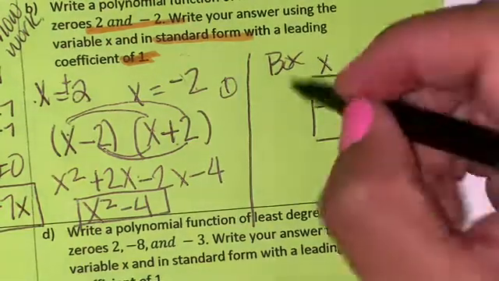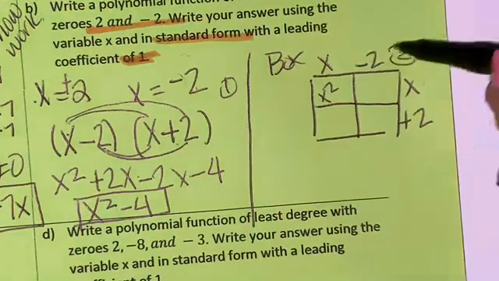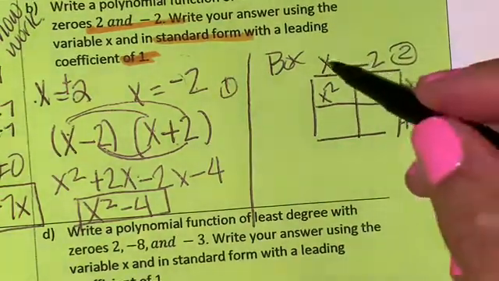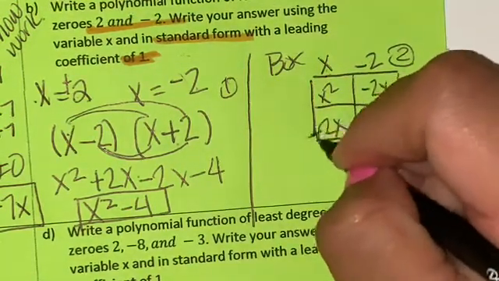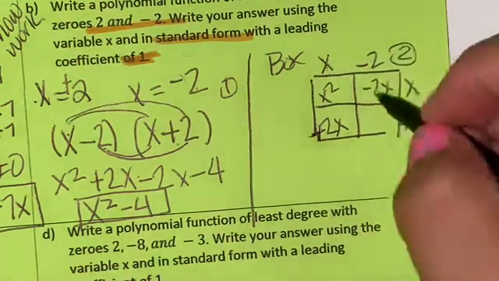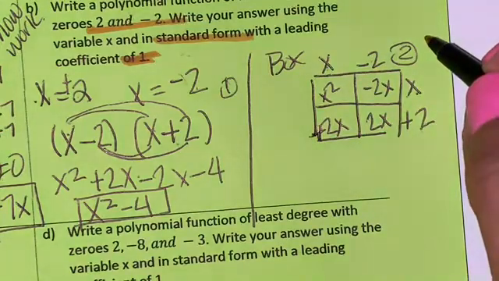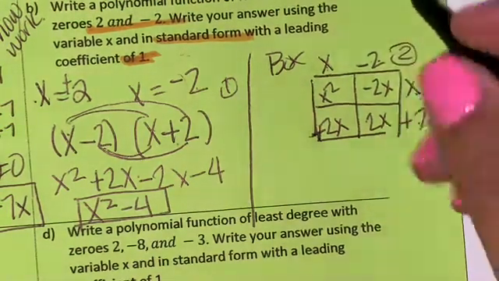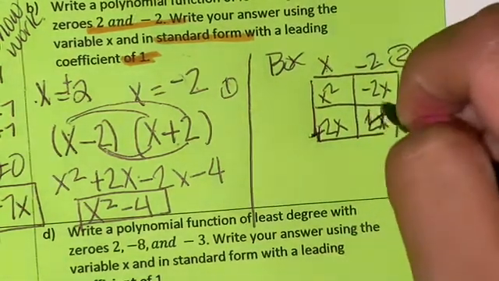So x times x is x squared. -2 times x is -2x. X times 2 is 2x. That's a +2x. And then x times plus 2 is 2x. Wait, is that right? No, I did that wrong. So -2 times 2 is actually 4.